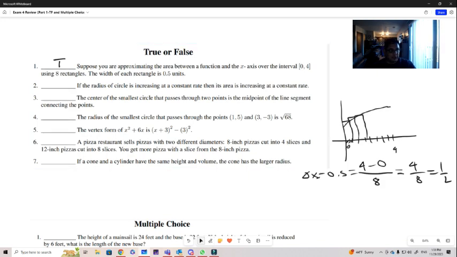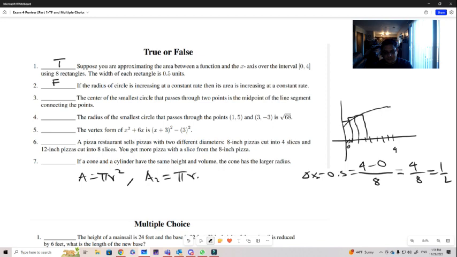Now, number 2 says if the radius of a circle is increasing at a constant rate, then the area is going to be increasing at a constant rate. This is going to be false. Why? Because if you remember, the area of a circle is pi r squared. The fact that the radius is increasing at a constant rate is not enough for the radius squared to also change at a constant rate. And the way that we can check that is to look at the differentials.